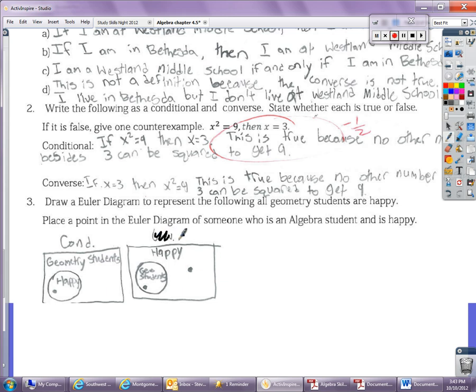This is actually the conditional statement. Okay, you didn't really need this one. So this shows that being a geometry student, there's no other way than to be happy. Now, it says place a point in the Euler diagram where someone who is an algebra student and is happy. Well, that would be away from the geometry students, right here. You could have even labeled it algebra student, because you wouldn't be represented in geometry students, but you're still in the universe of being happy. So that's the first 3.